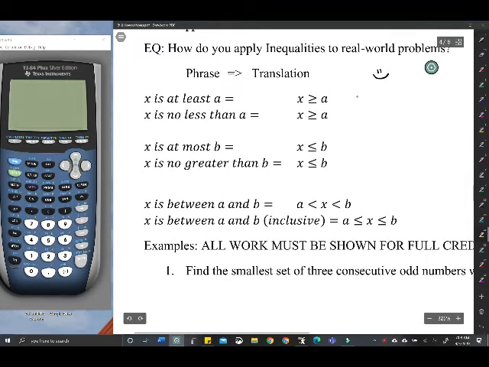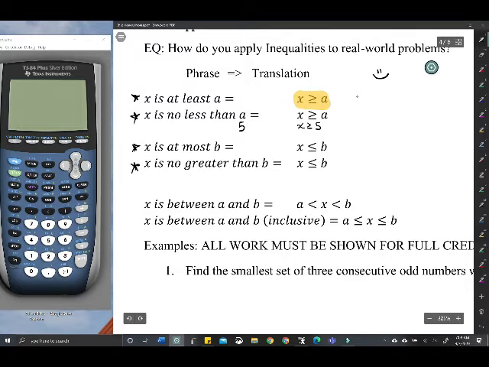Some phrases that are going to be very helpful as you analyze word problems are phrases such as x is at least a. That just means x is greater than or equal to a, which is just some old number. Okay, x is no less than a. That means it better at least be the number we're considering, so greater than or equal to. So if x is no less than 5, then we have x is greater than or equal to 5. Definitely be writing down these particular tidbits of knowledge.